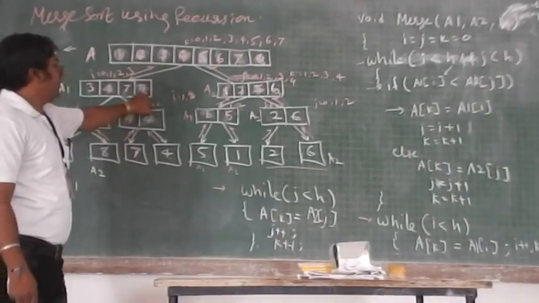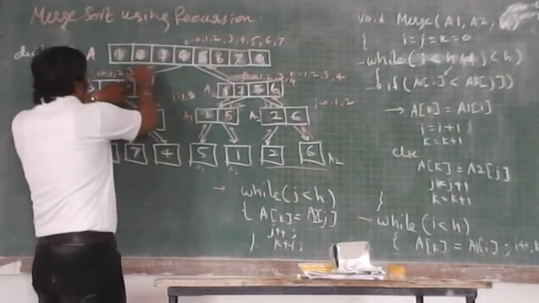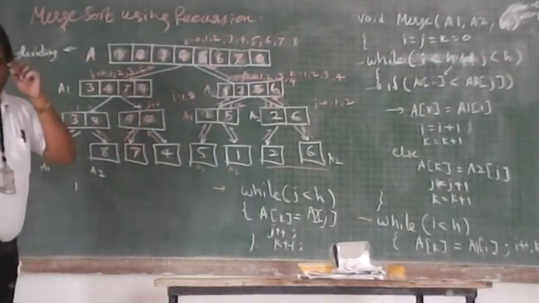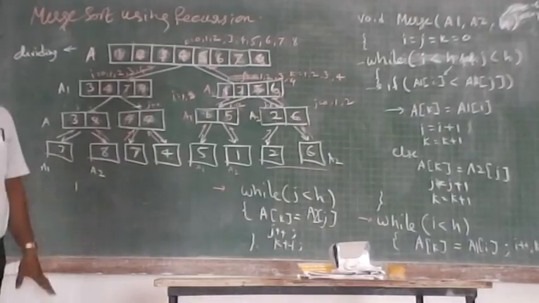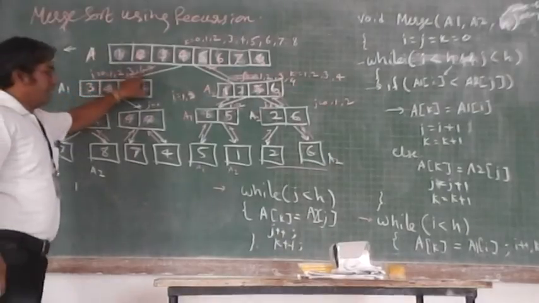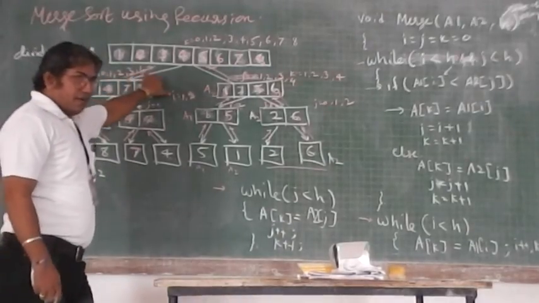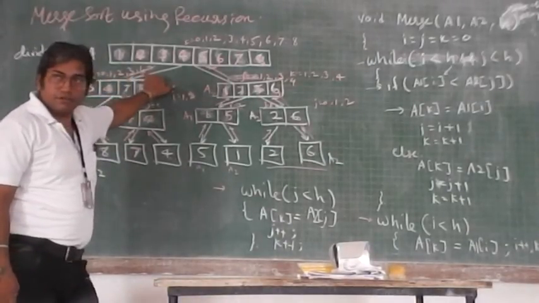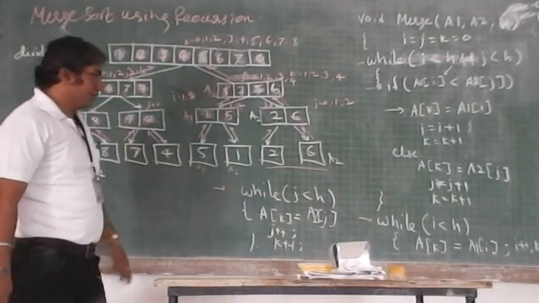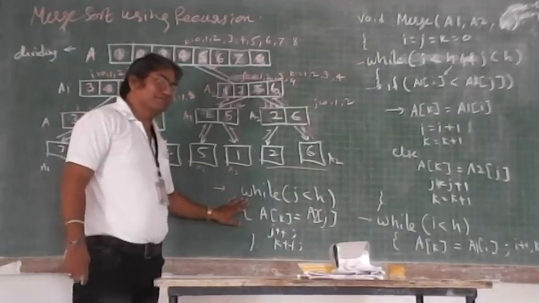Okay? I increments, I becomes 4. K increments, K becomes 8. Now, while loop continues checking its condition where I value is 4, H value is 4. Is 4 less than 4? False. While loop breaks, control comes to here.